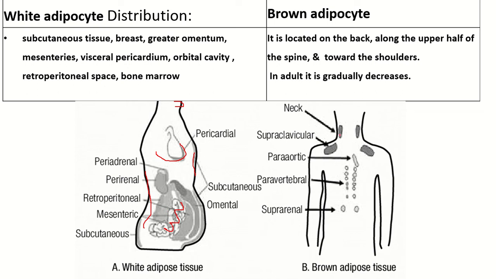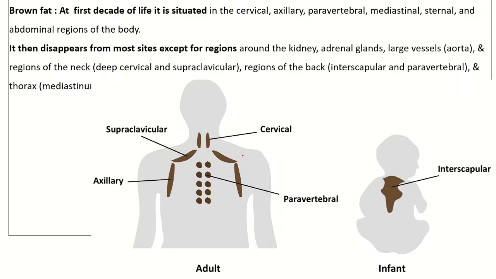The location of the brown adipocytes is on the back, along the upper half of the spine and toward the shoulder. In adults, it gradually decreases. The brown fat in the first decade of life is situated in the cervical region, paravertebral region, mediastinal region, sternal region and abdominal region of the body. Then it disappears from most of the sites except for the region around the kidney, adrenal gland, large vessels, region of the neck and region of the back, interscapular and paravertebral and thorax.